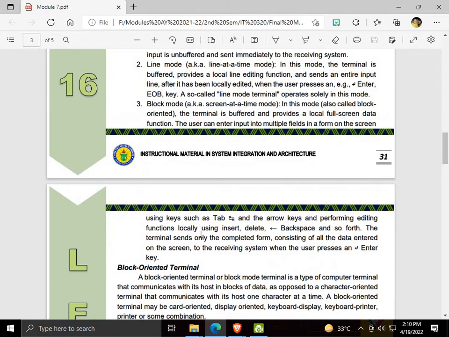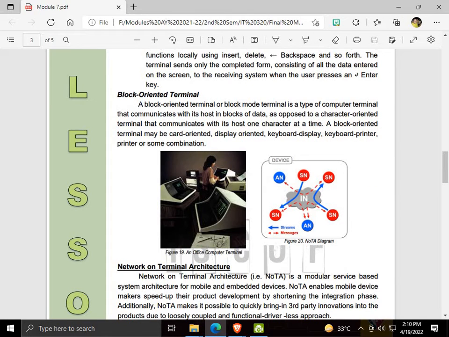So for the mode, we're still on the block mode. The terminal sends only the completed form, consisting of all data entered on the screen, to the receiving system when the user presses the enter key. So that is our block mode. We also call this the block-oriented terminal. It is a type of computer terminal that communicates with its host in a block of data, as opposed to a character-oriented terminal that communicates with its host one character at a time. A block-oriented terminal may be card-oriented, display-oriented, keyboard display, keyboard printer, printer, or some combination.